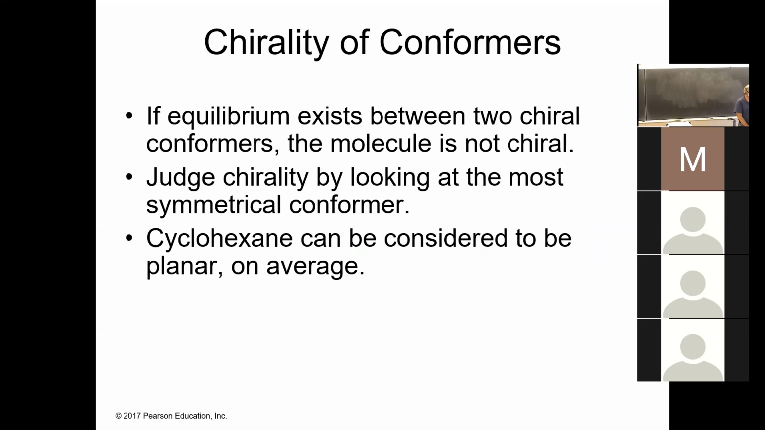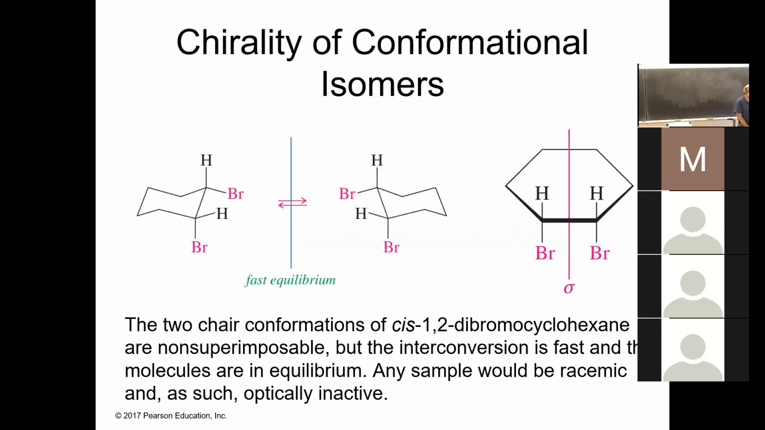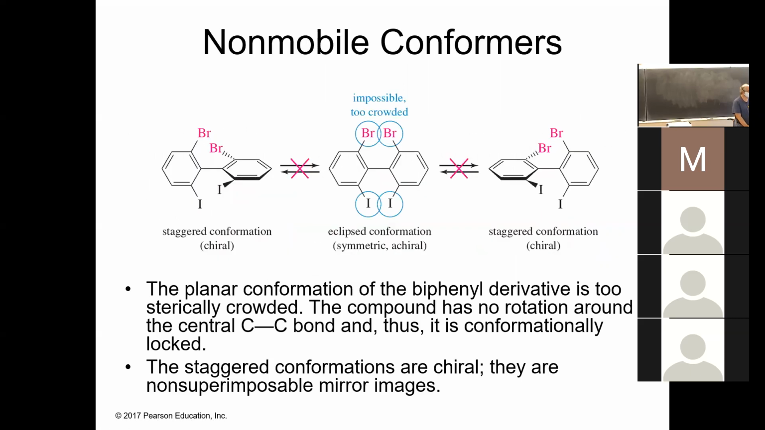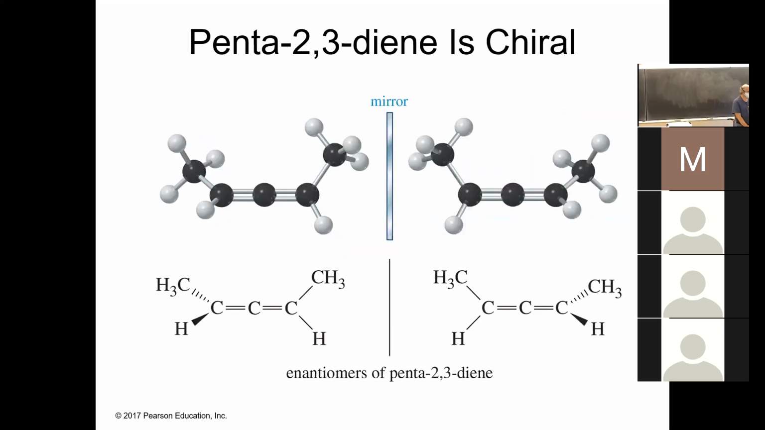If conformers are mobile, then the chirality depends on the most symmetric conformation. Okay, we talked about non-mobile conformers. In this case, there's asymmetry about a line rather than a point. This compound and this compound here are, in fact, non-superimposable. Same way with these two allenes.